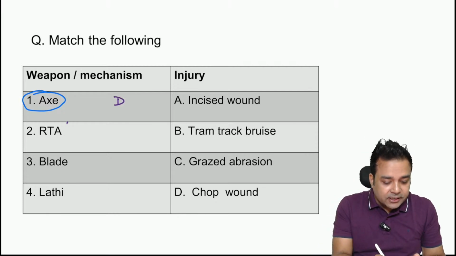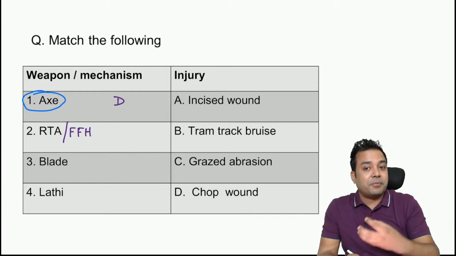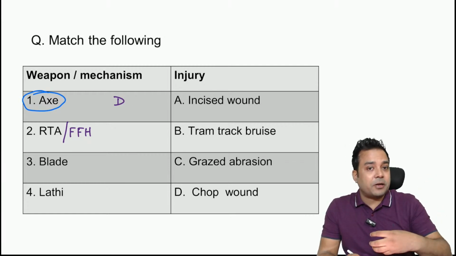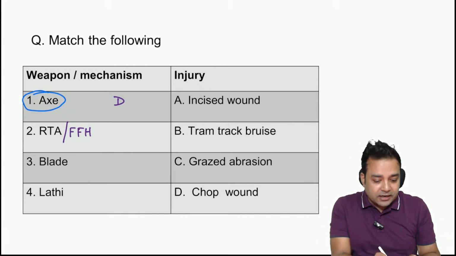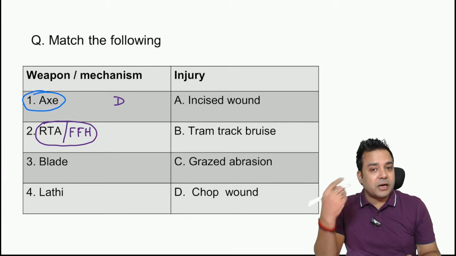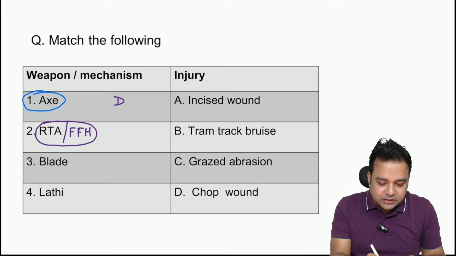Road traffic accidents or fall from height cases are the most important examples of blunt injuries or blunt impacts. Blunt injuries, blunt weapon or blunt impact. Blunt impact examples will be road traffic accidents or fall from height cases. So they will lead to blunt injuries. Out of these, the best answer goes with grazed abrasions in road traffic accidents.